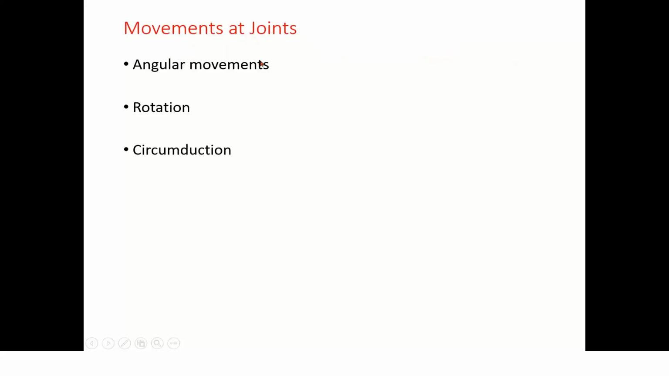So movements of joints: angular movements, rotatory movements and circumduction. Angular movements, as I said, are flexion, extension, abduction, adduction. The rotation is around the vertical axis, medial rotation and lateral rotation. Circumduction is a combination of all the movements: flexion, extension, abduction and adduction. This circumduction movement will make the shape of a cone. The apex of the cone will be the joint, and the tip of the extremity which is making the circumduction will form the base of the cone.